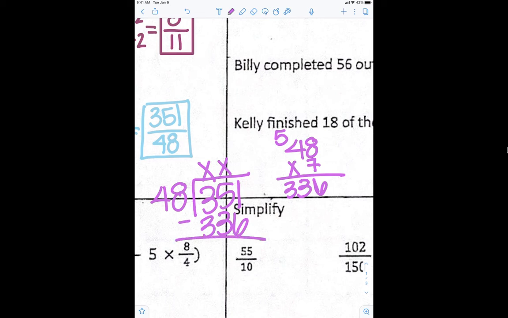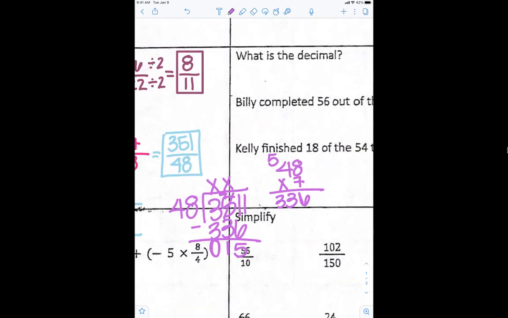1 minus 6, I can't do it. I got to borrow. So he becomes a 4. This guy becomes an 11. 11 minus 6 is 5. 4 minus 3 is 1, and 3 minus 3 is 0. Okay, so this goes in there 7 times.